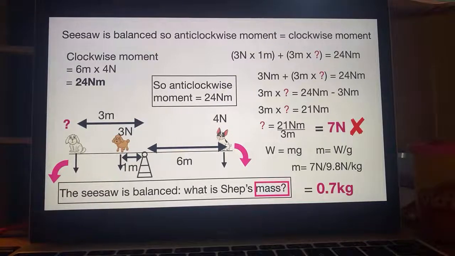Did you get all that? That we found out Shep's weight, and then we had to use the equation mass equals weight divided by little g to find out that Shep's mass is 0.7 kilograms.